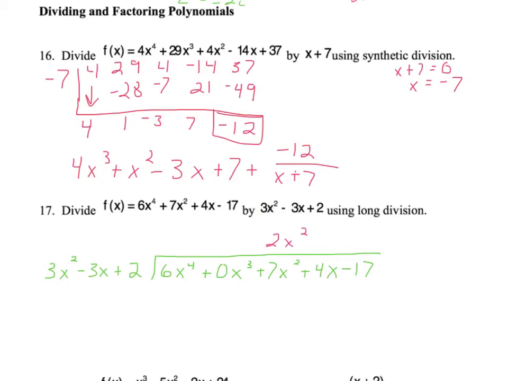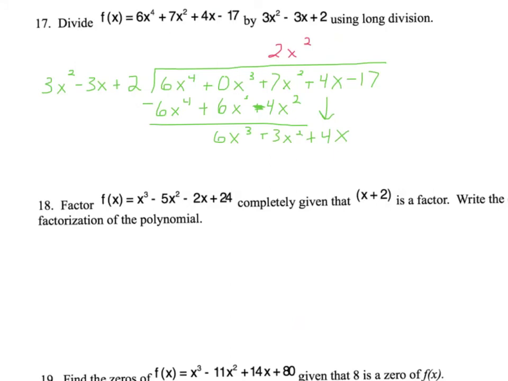And then I take my 2x squared and I'm going to distribute him to each number. So I have 6x to the 4th minus 6x cubed plus 4x squared. And now I want to subtract my two polynomials, but instead I'm going to change the signs. That's a little bit easier. And then add them together. So I have 6x cubed plus 3x squared. And then I'm going to drop down the 4x. And now we do it all over again.